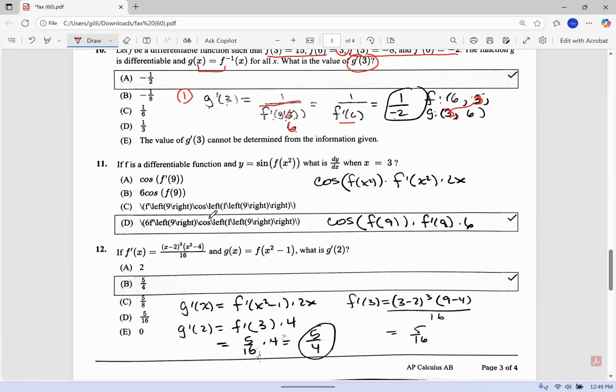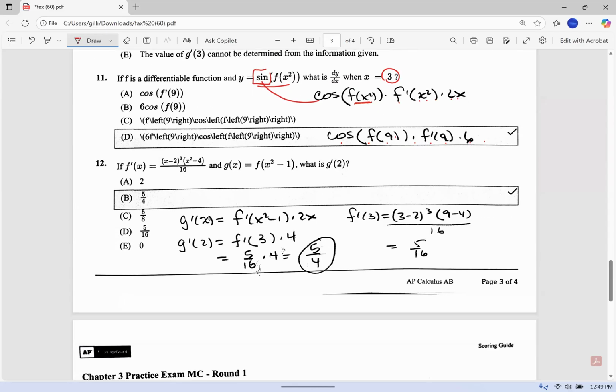In number 11, it's nothing more than a chain rule, a function within a function. So the derivative of the outside function is cosine. Repeat the inside, and the derivative of the inside is f prime of x squared times 2x. Replace x with 3, and I'll get cosine of f at 9 times f prime at 9 times 6.